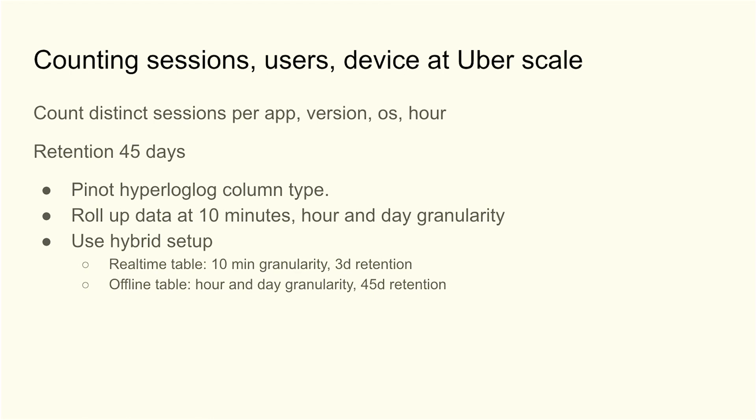For the offline tables, we rolled up the data further to hour and day level granularity. Again, we have a Spark job set up which does the ingestion for the offline tables. All in all, this helped us reduce storing so many events and then doing unique aggregations across these events. We were having really good latency numbers, under 100 milliseconds for P99.5 queries. The setup was 45 days of retention, with 3 days of data in real-time tables and the 45 days of data in the offline table.